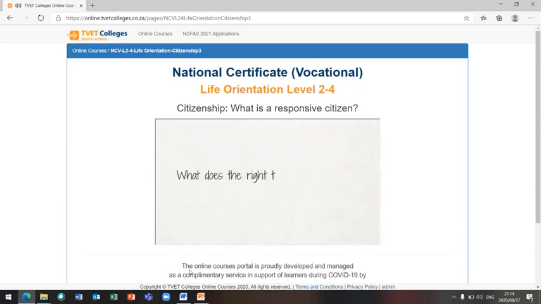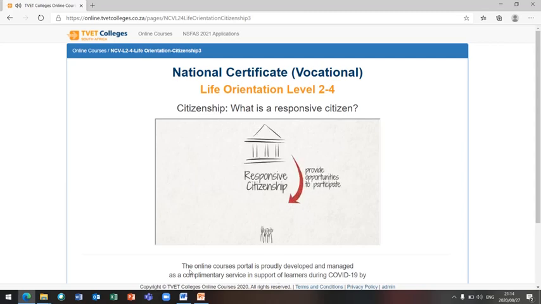What does the right to public participation mean for community members? Responsive citizenship does not only require the government to provide opportunities for people to participate in governance, it also requires the people to fulfill their responsibilities.